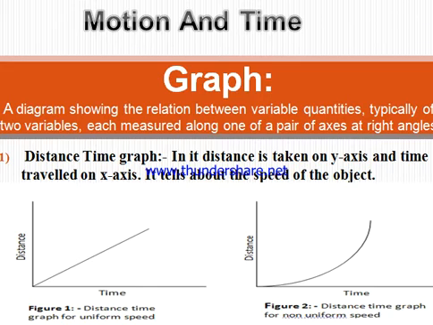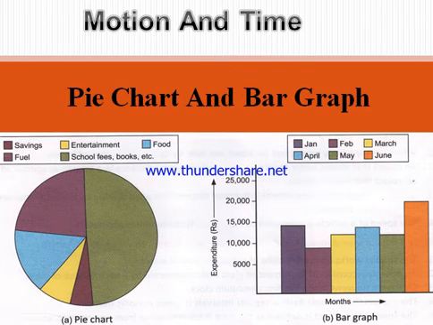So have you understood uniform motion and non-uniform motion? If it travels equal distance in equal intervals of time, then it is uniform motion. If it travels unequal distance in equal intervals of time, it is known as non-uniform motion.